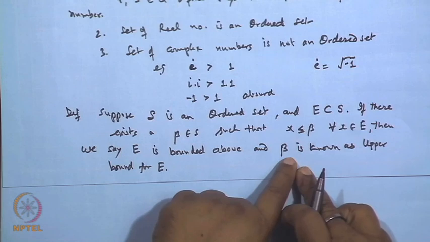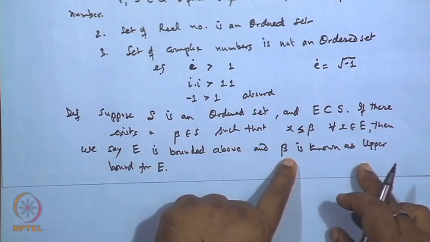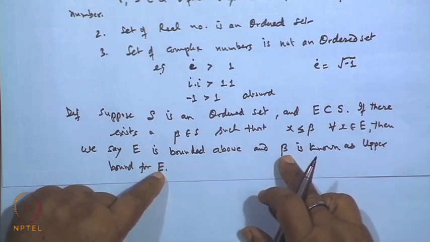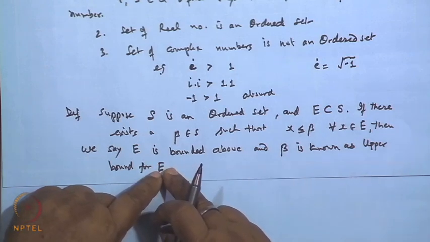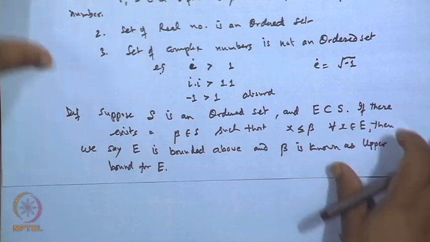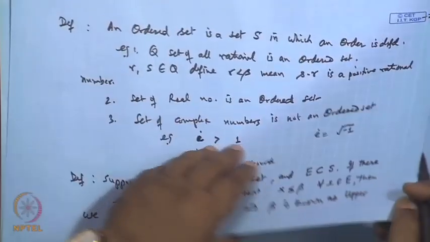Now, obviously, if beta is an upper bound, infinitely many real numbers will be available which will be an upper bound for E. Any number which is greater than beta will act as an upper bound for E. Okay. So, we are interested in the least upper bound for it. The same case happens with the lower bound. We define the lower bound in a similar way.